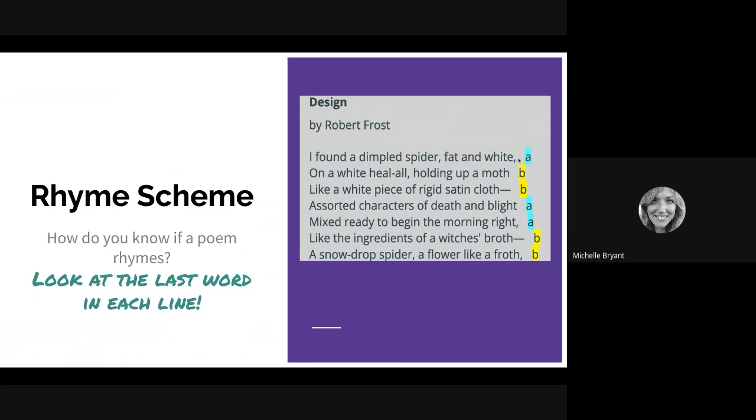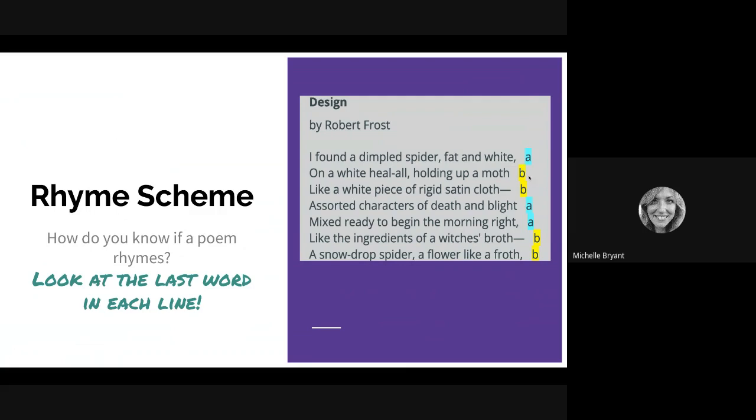So in line 1, it ends with the word white. Now, the way you figure out rhyme scheme is, no matter what, the first line is what we're going to call rhyme A. We start at the beginning of the alphabet, where we start at the beginning of the poem. So no matter what, the last word in that line, we call that rhyme A. And then you move down to line 2 and look at the last word, moth. Now, white and moth, those two do not rhyme. So because they don't rhyme, we can't call that another rhyme A. So we move down the alphabet and say, well, that's going to be rhyme B.